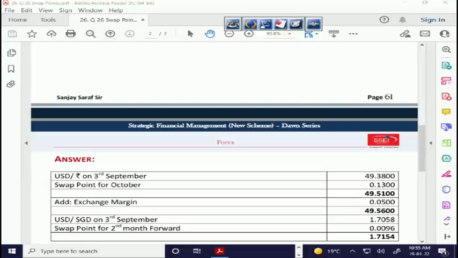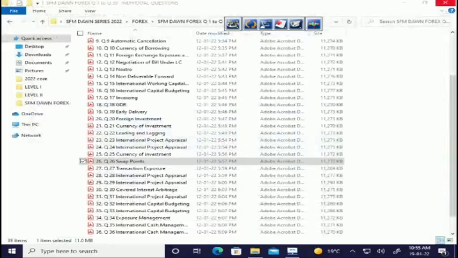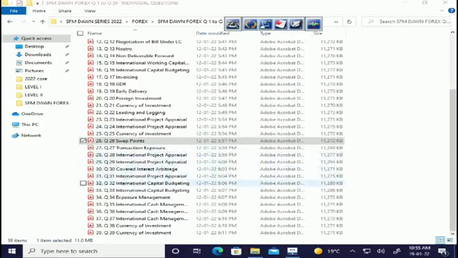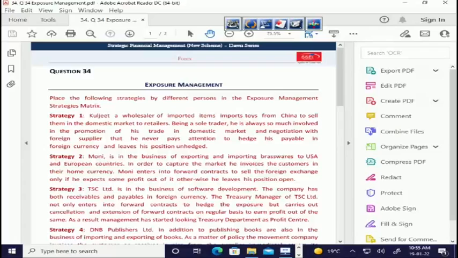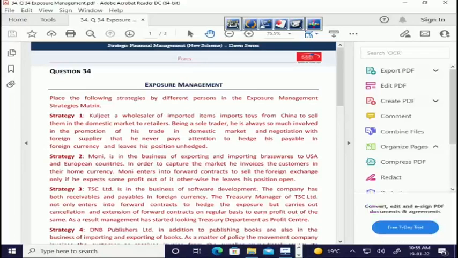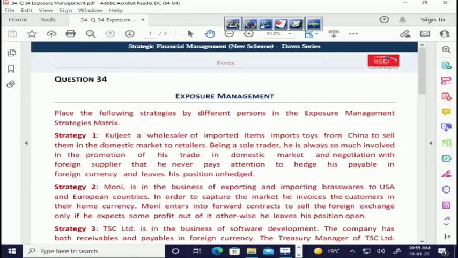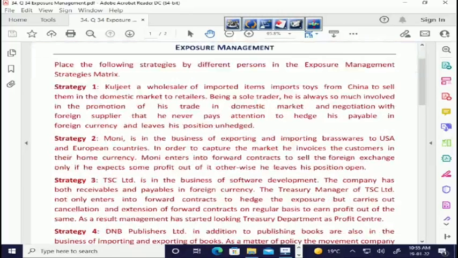Coming back to this, I'm just checking whether I have missed any sums other than international project. Just let me check. Exposure management, question number 34. Okay, this sum is left. It's a theoretical question, but very, very important because it is given in the study material. Okay, let's have a look.